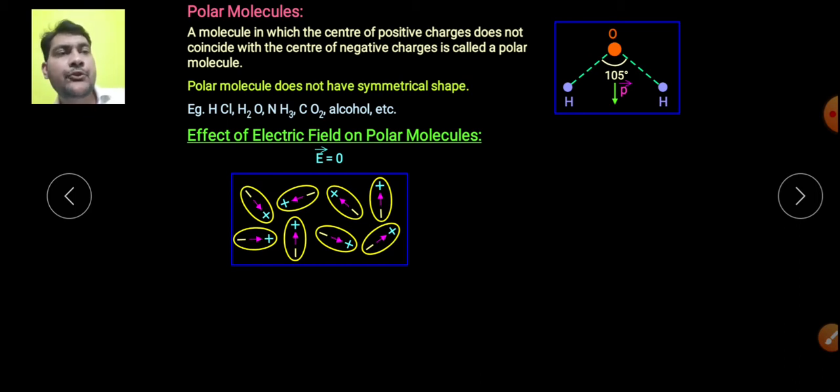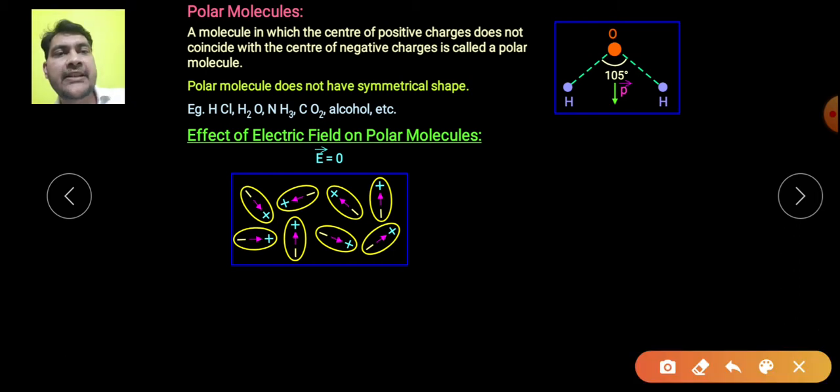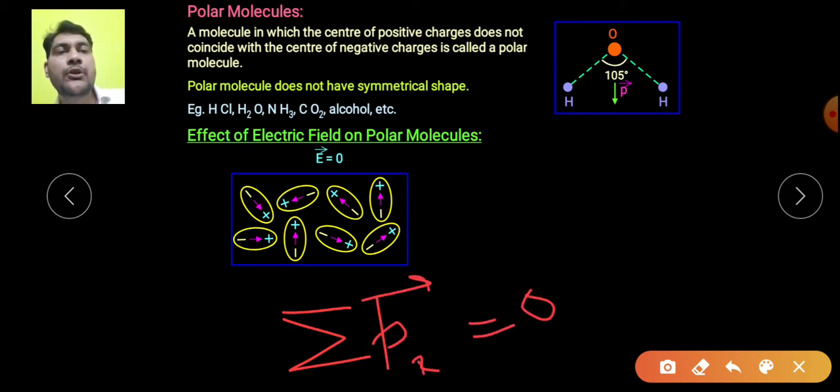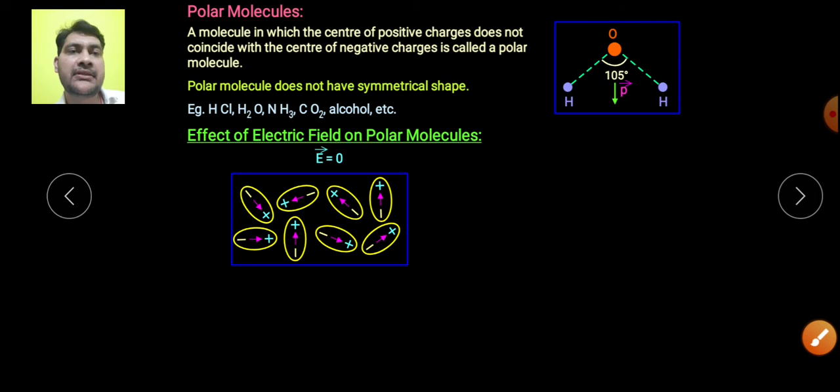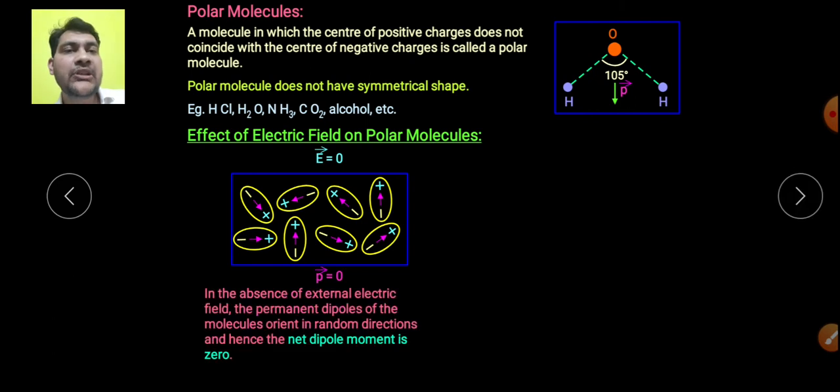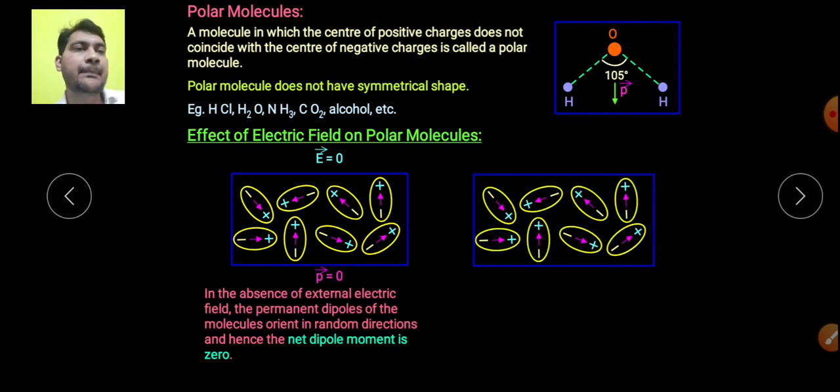So if you see the total dipole moment, the sum of dipole moments, you will find that the sum of dipole moments is zero. So the resultant dipole moment is zero when electric field is not applied across the substance. Now, what happens when we apply an electric field? Suppose now an electric field is applied.